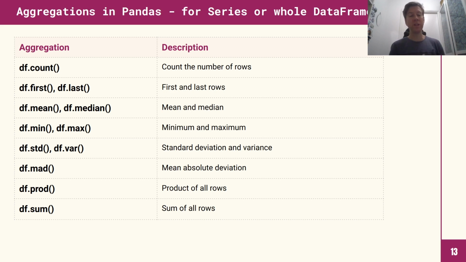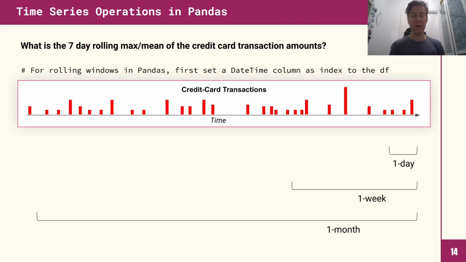We might want to know also the first and last rows in the data frame. We want to know the mean value for a given column, or maybe for all of the columns in the data frame, the median value, the min, the max, standard deviation, the variance, the mean absolute deviation, or even compute the product of all the rows for a given column, or for even all columns, and similarly sum up all of the rows in a given column. So we might want to know, for example, the amount of money spent on a credit card for a given credit card number, and we can call df.sum to do that. And you can have things like filters that you can add to these as well to say, well, filter out only for the particular credit card number.